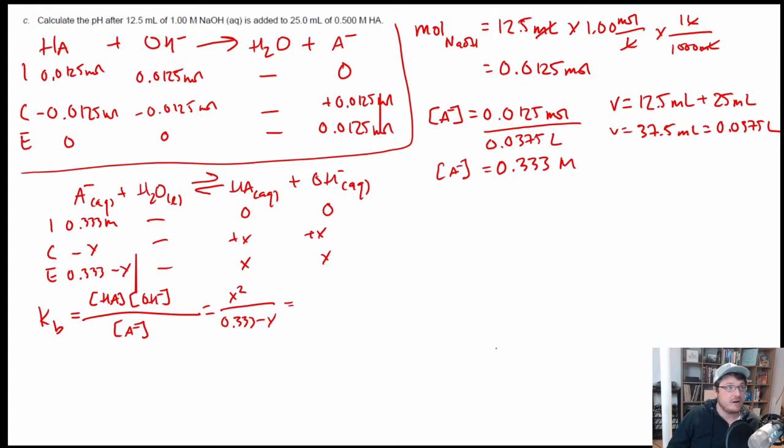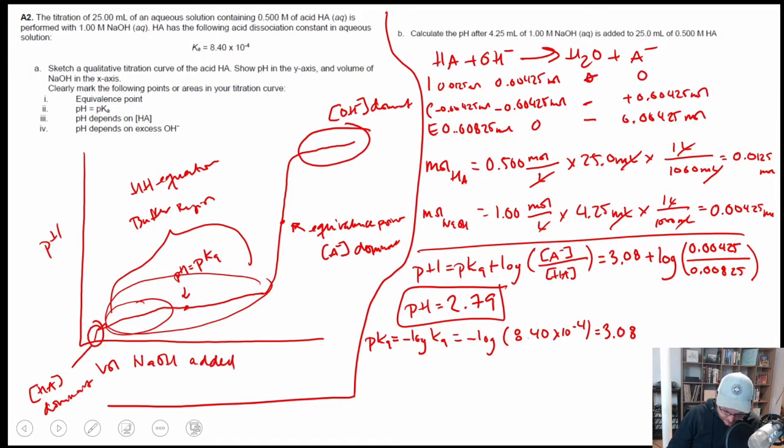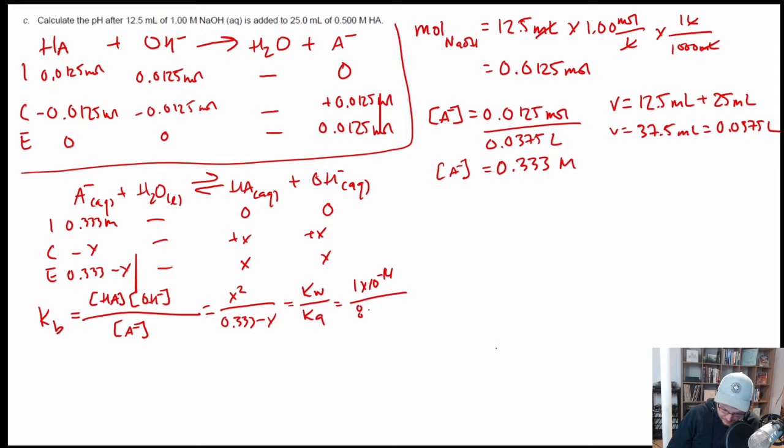We don't directly know what Kb is right now, but we do know what the Ka is, so we can easily figure that out. Kb is Kw divided by Ka. Kw is 1 times 10 to the negative 14, divided by the Ka, which is 8.40 times 10 to the negative 4. Plugging that into our calculator, 1 times 10 to the negative 14 divided by 8.4 times 10 to the negative 4 gives us a Kb value of 1.19 times 10 to the negative 11.